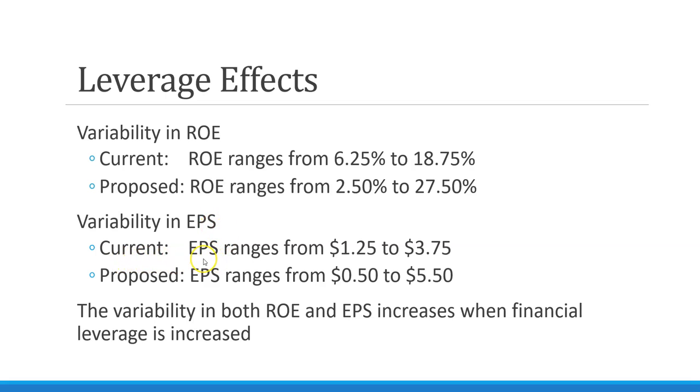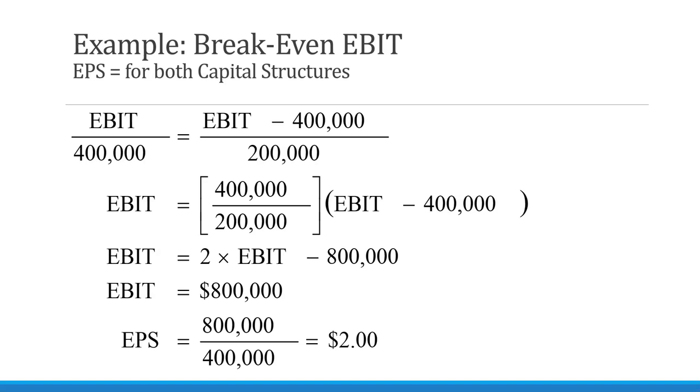And then we have our variability in earnings per share. Under our current equity structure, our earnings per share ranges from $1.25 to $3.75. Under our proposed capital structure, the earnings per share ranges from 50 cents to $5.50. So the variability in both our return on equity and our earnings per share increases whenever our financial leverage is increased. We would want to look for a break-even area.